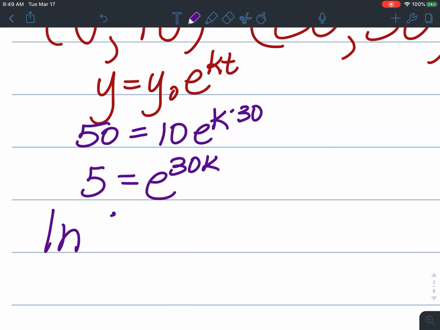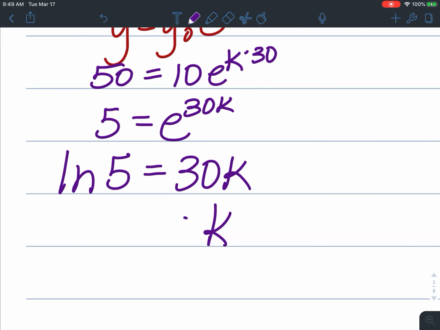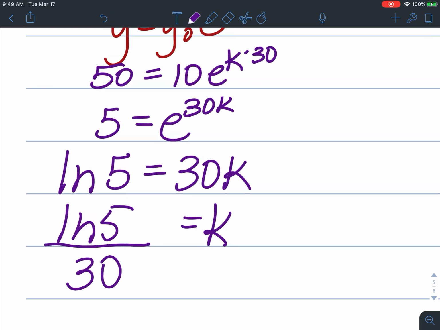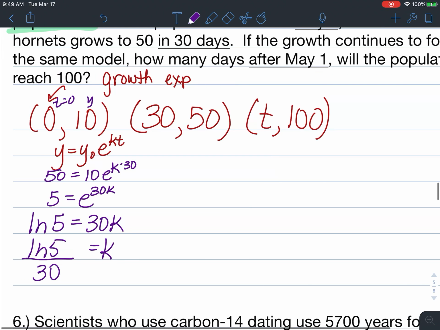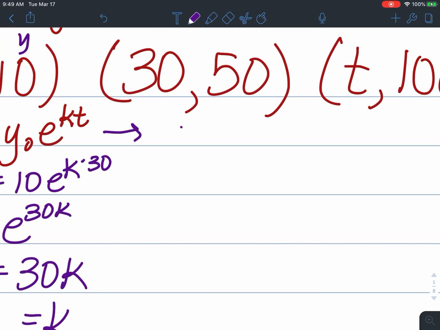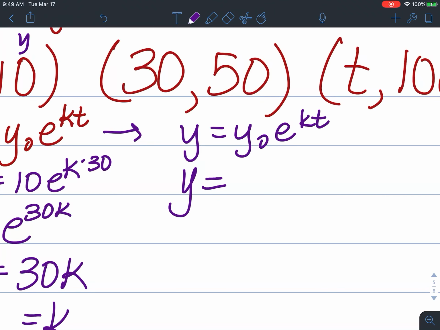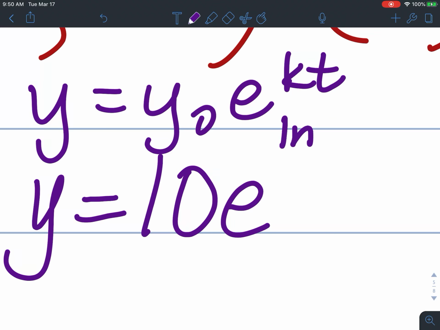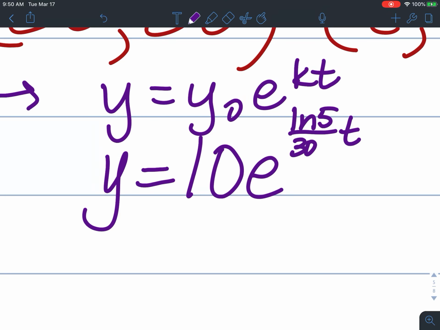The variable's in my exponent, so I'm going to have to take the natural log of both sides. And then k is going to equal ln5 divided by 30. Now, I don't know what that number is. I don't really care at this point, and I'm sure it's disgusting, so I'm just going to leave it alone. So let's go back and write our equation. We have y equals y0 e to the kt. So now I have to fill in the values. y0 is still 10 because that really was my initial amount. And then I have e to the kt, but I now know what k is. It's ln5 over 30.